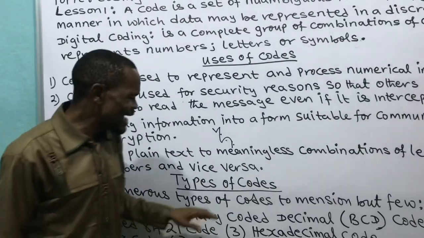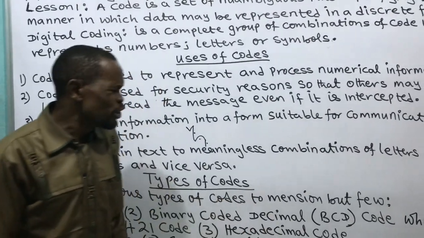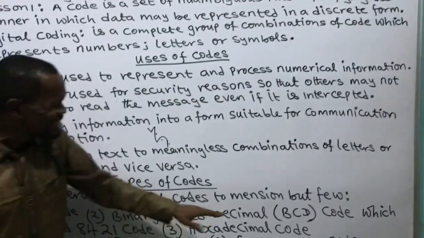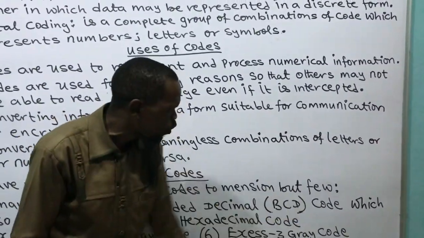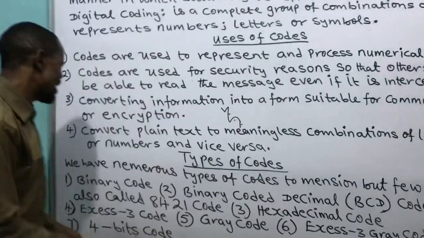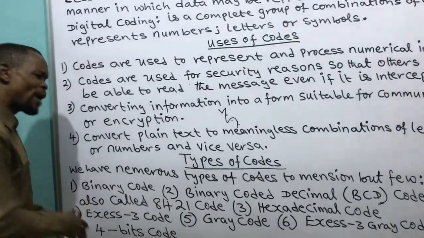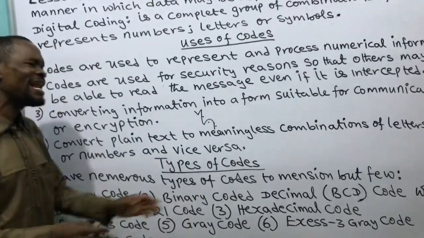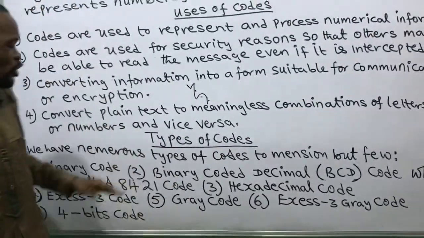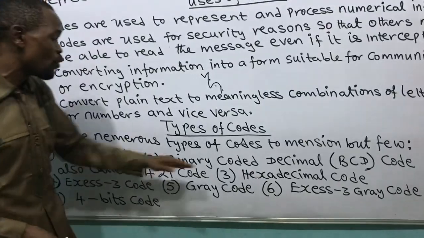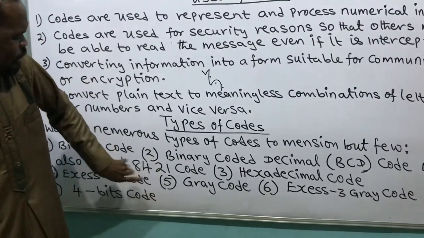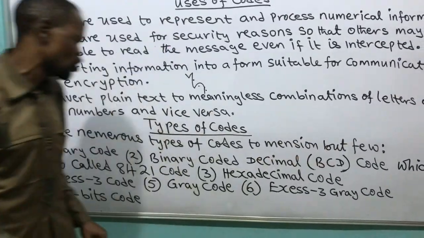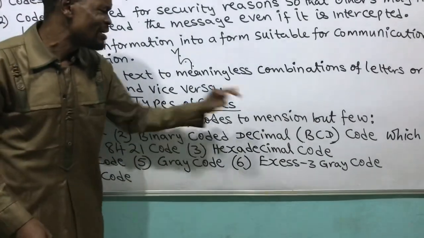Number 2, binary coded decimal, which we call BCD code, or 8421 code. This binary coded decimal is called 8421 code as well. So that when you see 8421 code, you know that we are talking about BCD code.